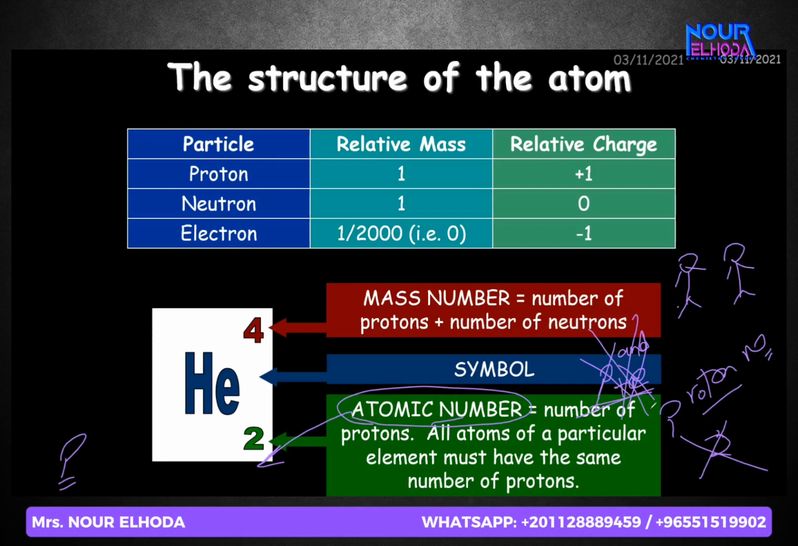Completely wrong. Be careful. Once I ask you what's meant by atomic number, it has only one definition in all past papers. You are going to say it's equal to the number of protons in the nucleus of the atom. Don't write any other answers. This is the only answer: protons in the nucleus of the atom.